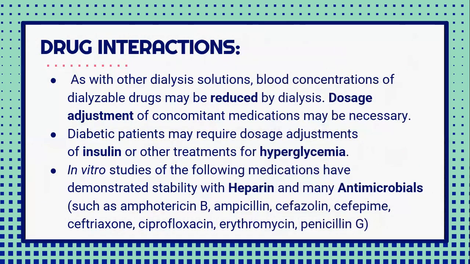Drug interactions. As with other dialysis solutions, blood concentrations of dialysable drugs may be reduced by dialysis, which means those drugs whose concentration can be reduced by dialysis should have a dose adjustment. Diabetic patients may require dosage adjustments of insulin and other treatments for hyperglycemia. Those patients who are on oral hypoglycemic therapy for diabetes, or who are taking insulin, both of them, either the oral hypoglycemics or the insulin, must be adjusted accordingly.